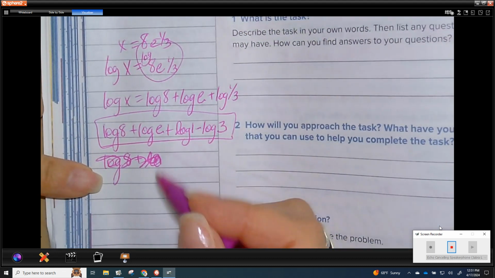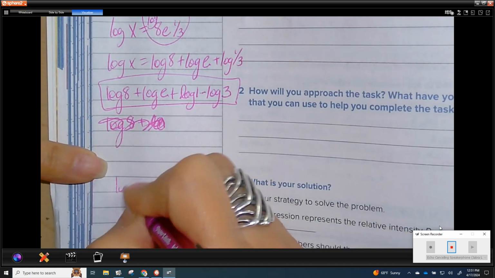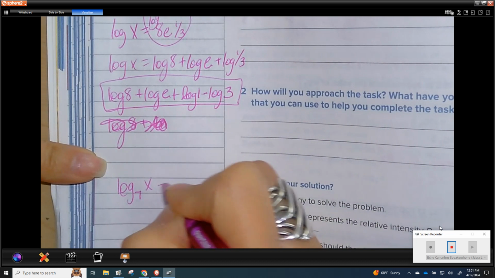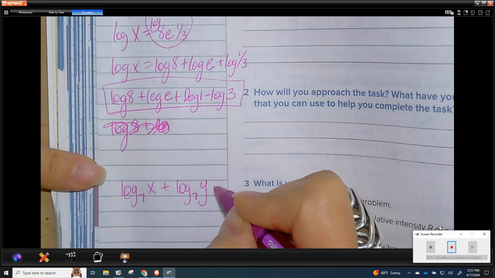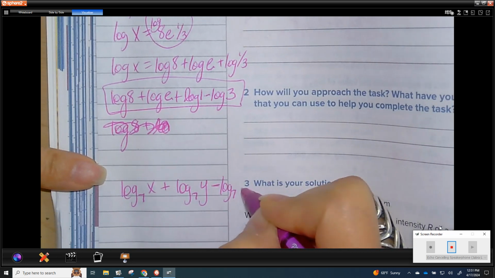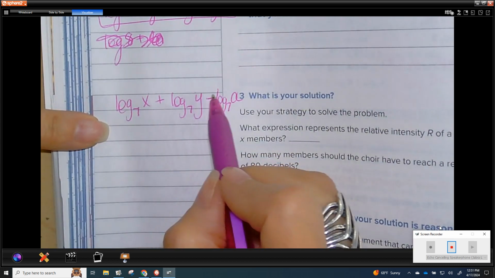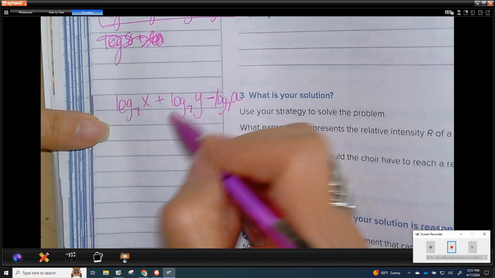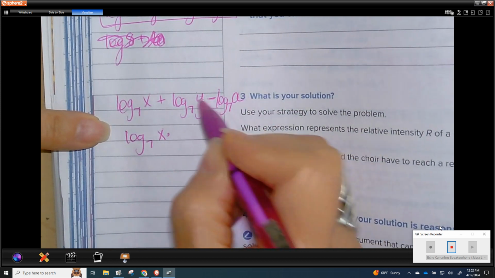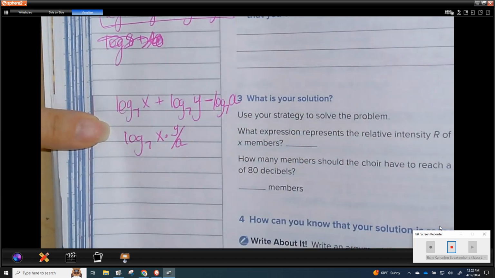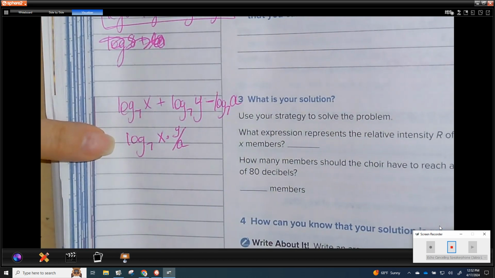The other thing is condensing the log, and I have a worksheet for this, but if you have the log base 7 of x plus the log base 7 of y, minus log base 7 of a. So remember, addition is multiply, but subtraction is division. So for 1 log, when you condense, you only write it 1 time: log of x times y divided by a. Okay? Or you could put xy in the exponent if you wanted. I mean in the numerator.